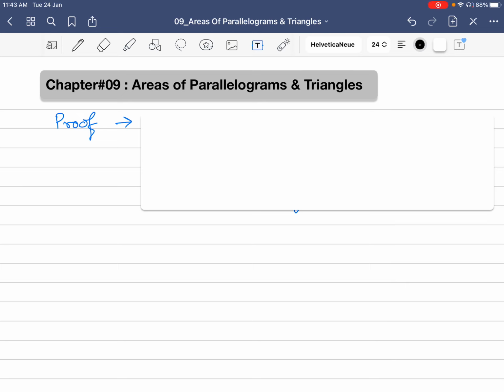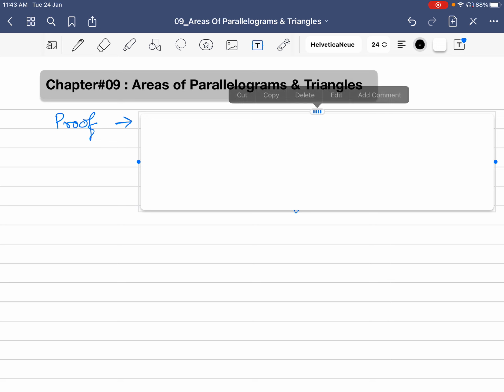So in this video, we're going to start a new chapter. It's the first video of chapter number 9. It's called areas of parallelograms and triangles. In this introductory video, we're going to immediately start with a very interesting proof about the area of a parallelogram. And the proof is as follows.